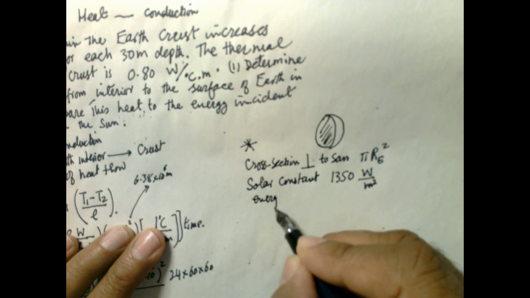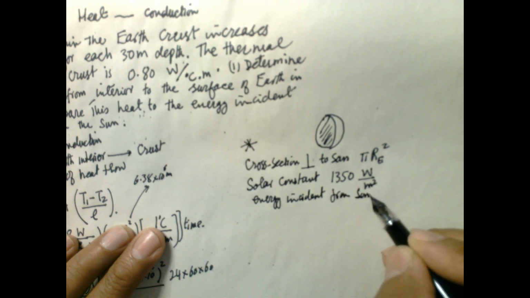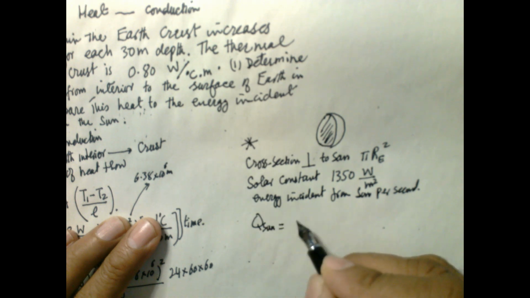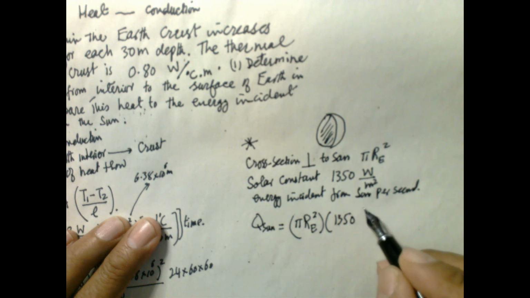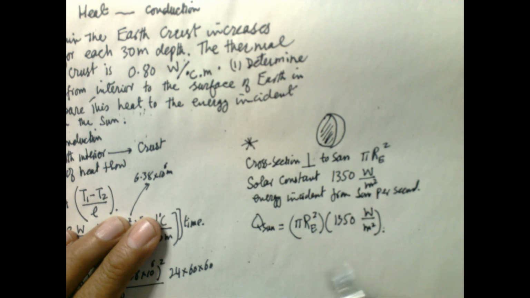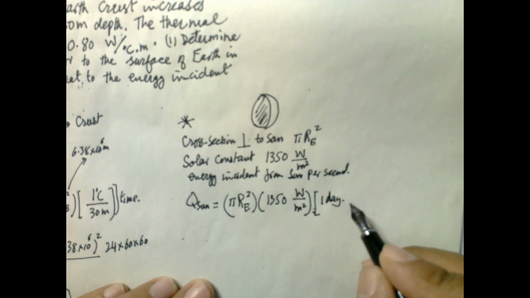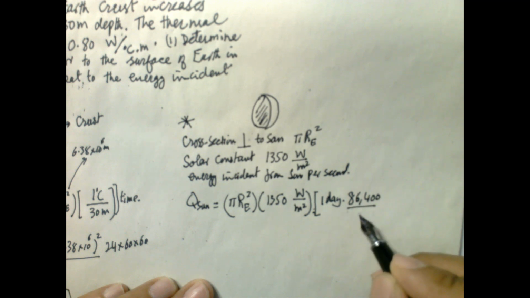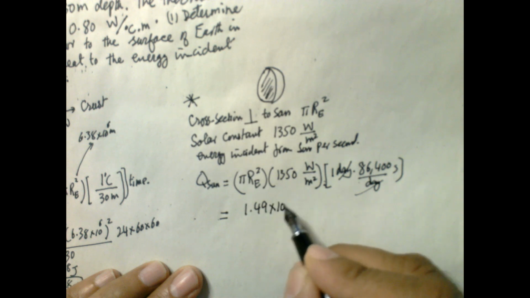So the energy incident from the sun per second, Q sun, is equal to pi r E square times the solar constant 1350 watt per meter square, multiplied by 1 day. Days have to be converted into seconds, so 86400 seconds divided by day. So this day cancels. So this one will be equal to 1.49 times 10 power 22 joule.